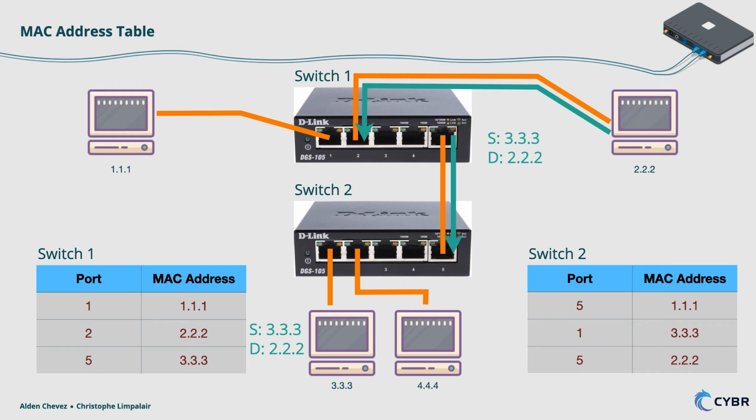Switch 1 sees that the destination is 333, which is already in its table, and sends the packet out to port number 5, which hits switch number 2, and now switch number 2 learns that 222 can be reached using port 5. The destination is 333, which is already in the table, and so the packet is sent out to port number 1.